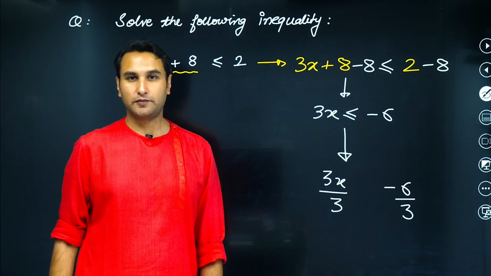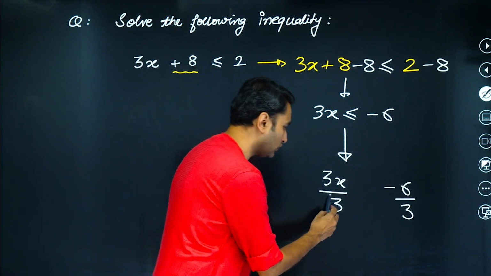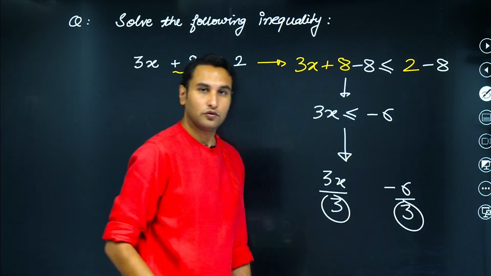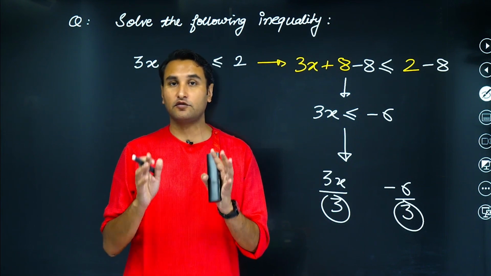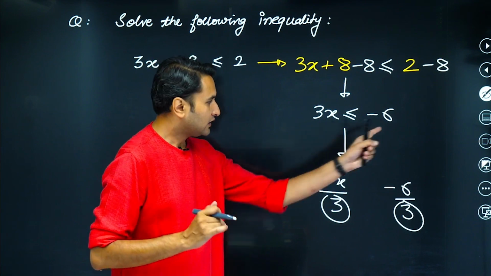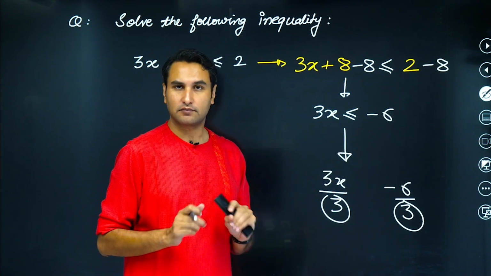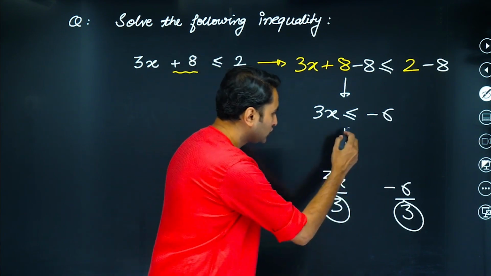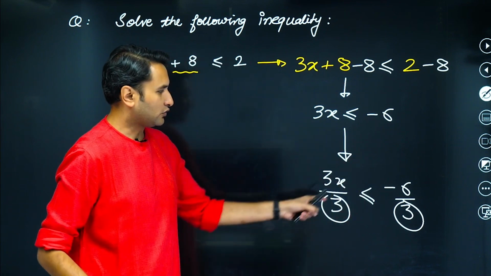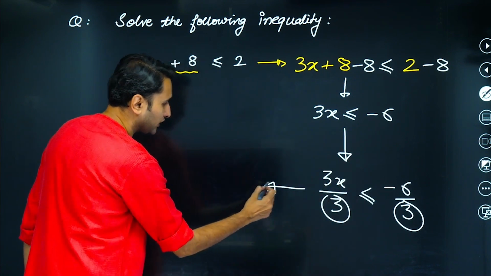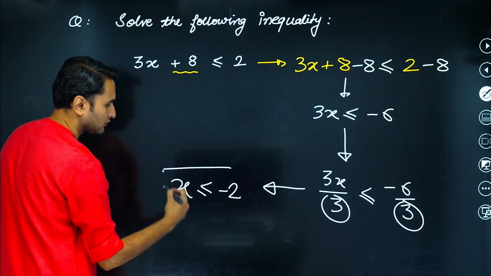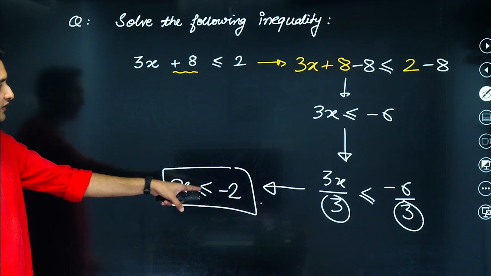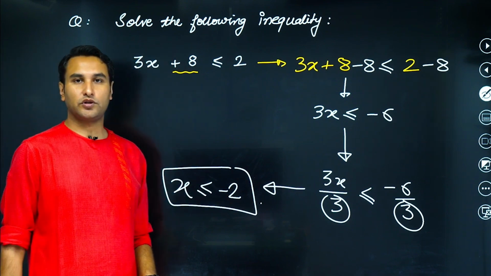When you divide both sides by 3, should the inequality change? No. Only focus on what you are dividing or multiplying with. If that is negative, only then the inequality changes. Some students get confused by this minus 6. Don't. So the inequality will not change here because you are dividing with a positive number. So what do you get? x less than or equal to minus 2. This is the solution set of this inequation.